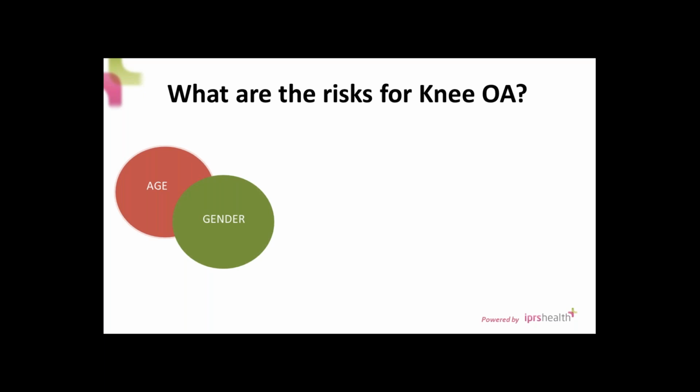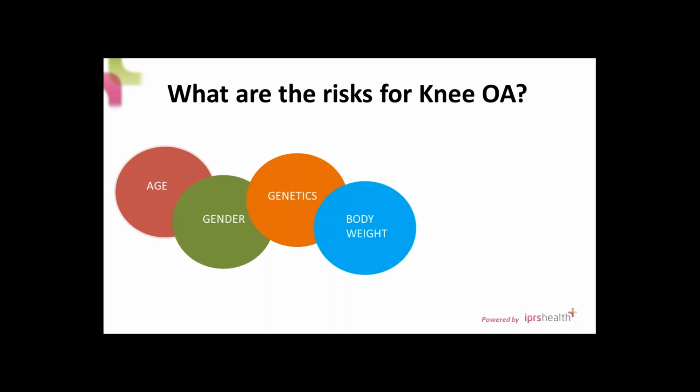Gender: females are more likely to develop knee osteoarthritis than males. Genetics: so if your siblings, parents, close relatives, grandparents have had knee osteoarthritis, that does predispose you to developing it yourself. Body weight: a higher BMI has been shown to predispose someone to knee osteoarthritis.